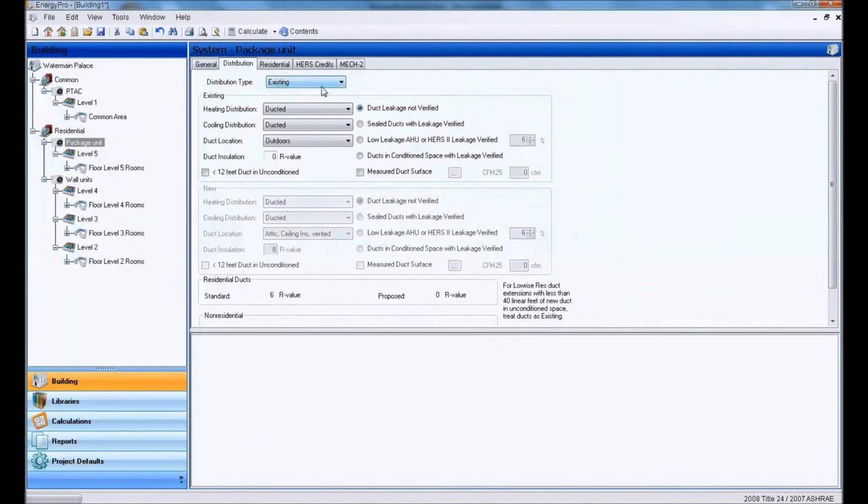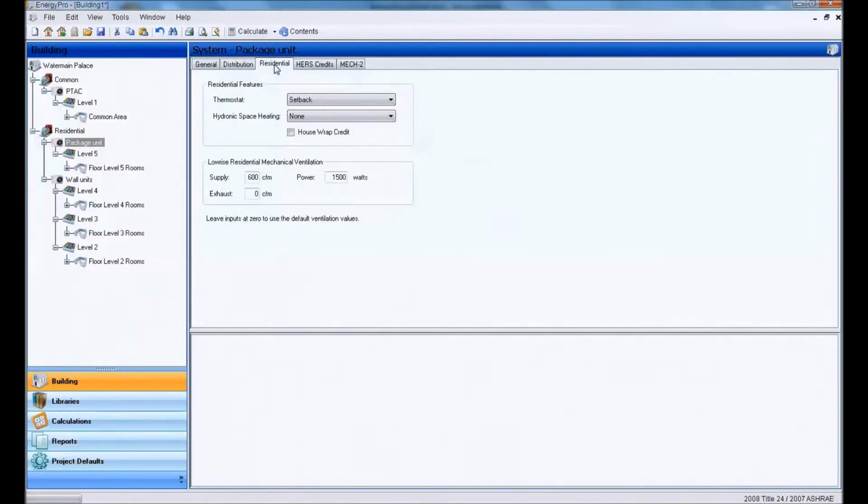In our distribution tab, since we have a package system, it is ducted, so we're going to say it's existing. We're going to say that the existing system is ducted. The ducts are located outdoors with no insulation. If you did not test the duct system, you can use the duct leakage not verified. And if you did test it, you can go ahead and use the low leakage AHU or HERS2 leakage verified, and you put in that percentage.